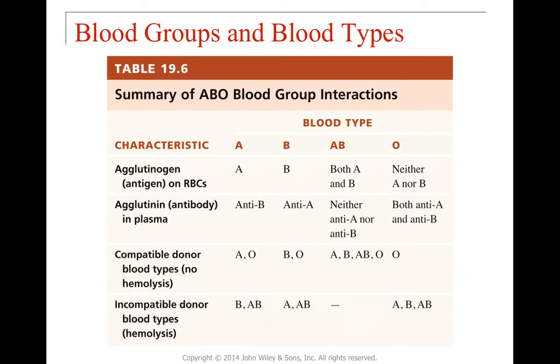Okay, so this just summarizes what I just told you. Right? So this is your antigen on the red blood cells. If you're blood type A, you have the blood sugar A. If you're blood type B, you have the blood sugar B. If you're blood type AB, you have both A and B sugars on your red blood cells. For O, you have neither A nor B sugar on your red blood cells.